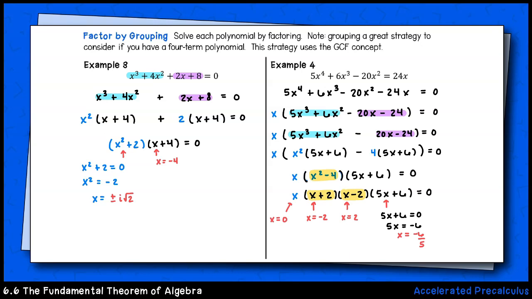Now I'll use my zero product property to find each of my roots. I have x equals 0, x equals negative 2, x equals 2, and x equals negative 6/5. That's a total of 4 roots for a polynomial of degree 4, so I did find them all.